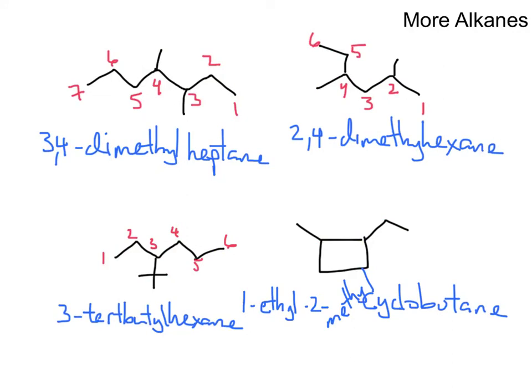So 1-ethyl-2-methylcyclobutane. Now, when I name this structure, I don't name the ethyl and the methyl in the order I've shown here because the ethyl is 1 and the methyl is 2. The ethyl comes at the beginning of the name because E is before M in the alphabet. The ethyl got number 1 because it's bigger than the methyl. But when I list the name, I list the branches in alphabetical order, not numerical order. It just so happens that numerical and alphabetical ordering are the same here.